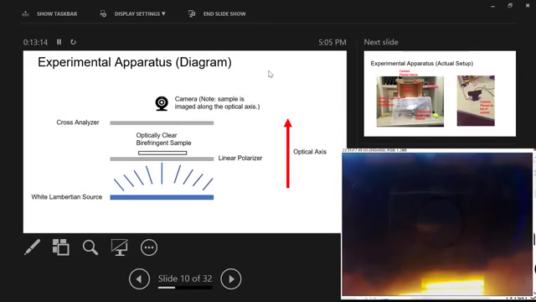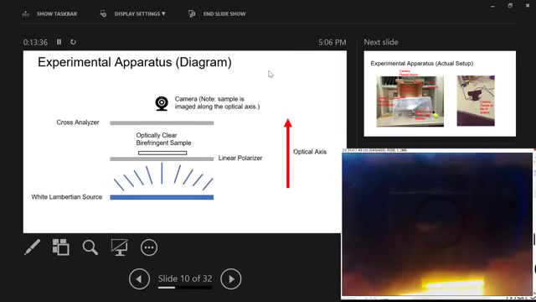This is a diagram of our setup. So essentially, we approximated a white Lambertian source, and all a Lambertian source is, is a source whose irradiance is invariant of the angle relative to the normal of the surface. And as I was saying earlier, we use light so that we can see those isochromats and define those isoclinics.